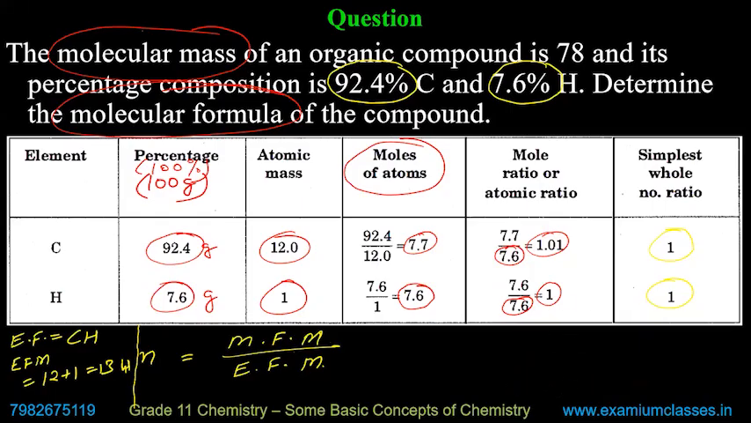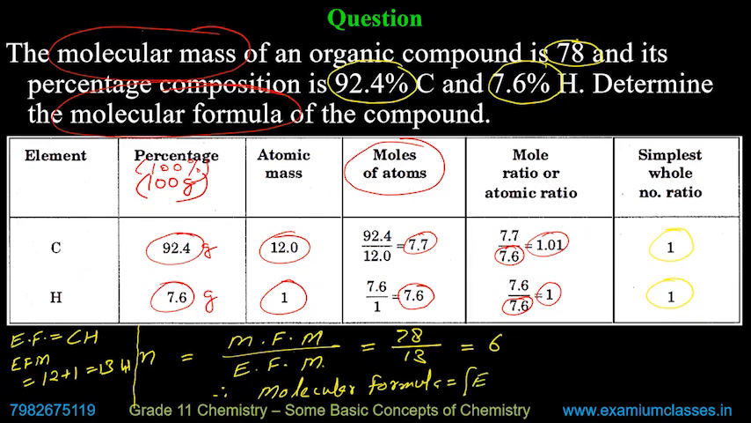Now we have calculated this as 13, but the molecular mass is given as 78. So the molecular formula mass is 78. 78 divided by 13 is 6. It means the molecular formula will be the empirical formula times n, where n is 6. That means CH times 6, that is C6H6.